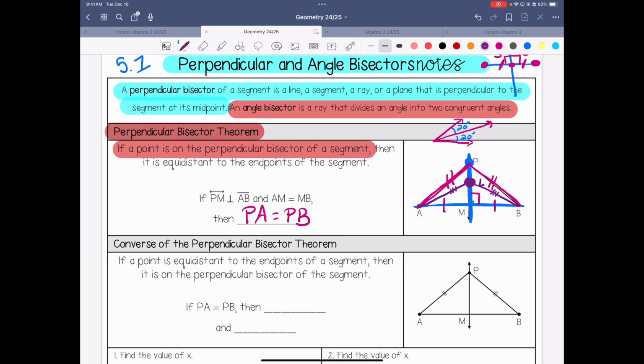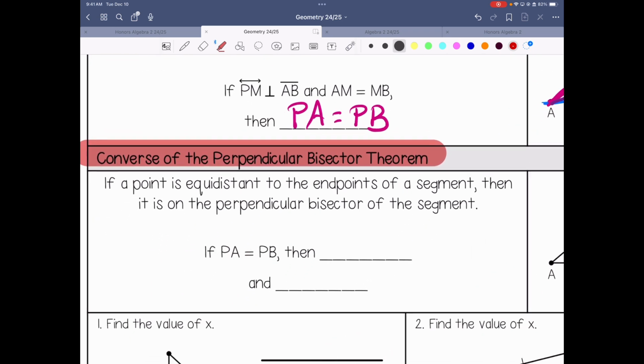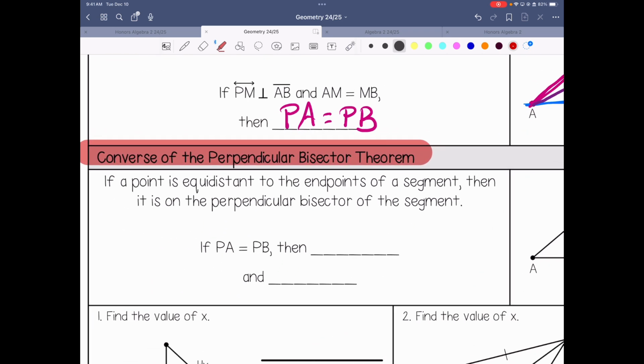So if we have a perpendicular bisector theorem, then we also have a converse to the perpendicular bisector theorem. So again, you don't really need to write the whole thing. Just put converse of the perpendicular bisector theorem. The converse says if a point is equidistant, and just kind of remember what converses do. We talked about conditional statements. We talked about converses, inverse, and contrapositives. We said that the converse essentially took our conditional statement and changed the hypothesis and the conclusion.